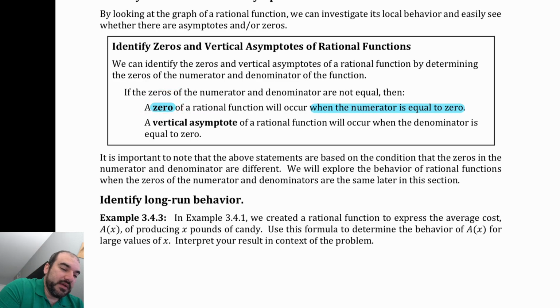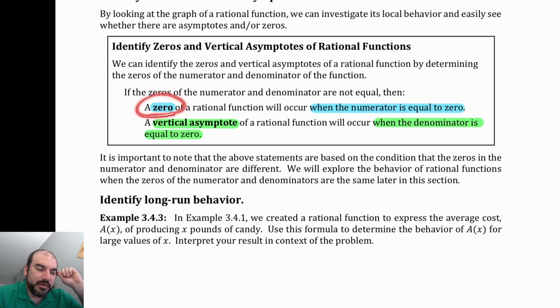On the other hand, if we want to find vertical asymptotes of a function, that happens when the denominator is equal to 0. So we're going to do both. We're going to take the numerator on its own, set it equal to 0, and solve. And that's going to give us the zeros of a function. And then we're going to take the denominator, set it equal to 0, and find our vertical asymptotes from that operation.